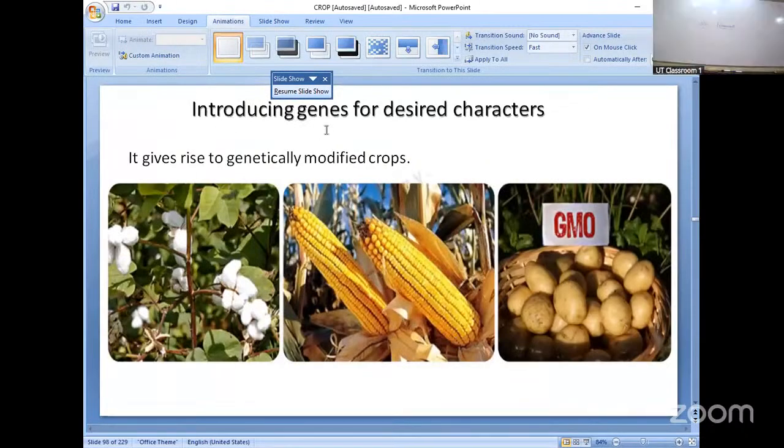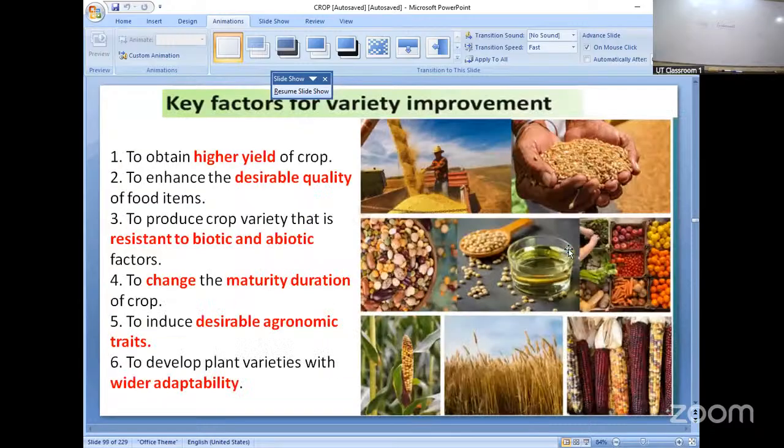Now next is introducing genes for the desired character, that gives rise to genetically modified crops. Genetically modified crops means better quality of the particular crop, like cotton. When it is genetically modified, it will give a better variety of cotton, corn, potato. These are GMOs, that is genetically modified crops.